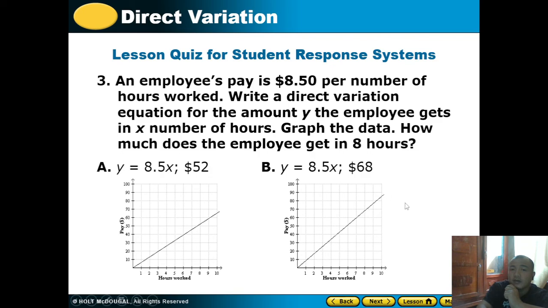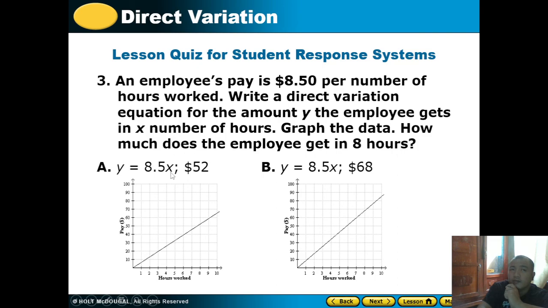Number 3. An employee's pay is $8.50 per hour worked. Write the direct variation equation and the amount y the employee gets in x hours. Graph the data. How much does the employee get in 8 hours? A or B? So what will be our equation of variation? Y equals 8.5x. But the question is, how much does this employee get in 8 hours? 8.5 times 8.